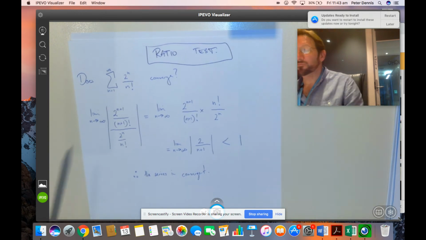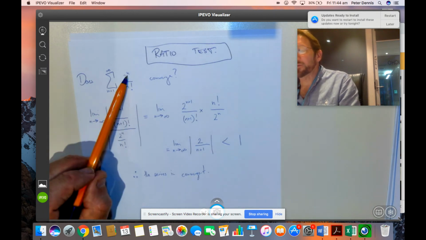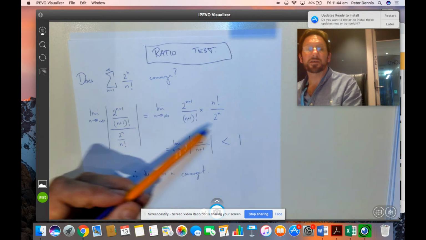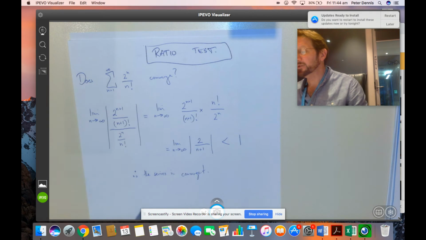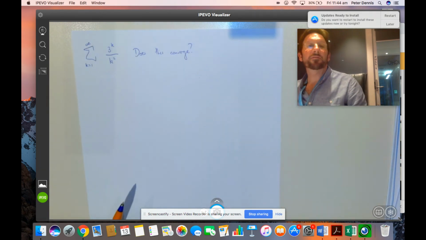As I said, it really relies on fractions a lot of the time, exponentials and powers and things like that, because then down here things cancel out. So anything with powers, anything with exponentials, often this is the case, and we use that. Let's have a look at another example.